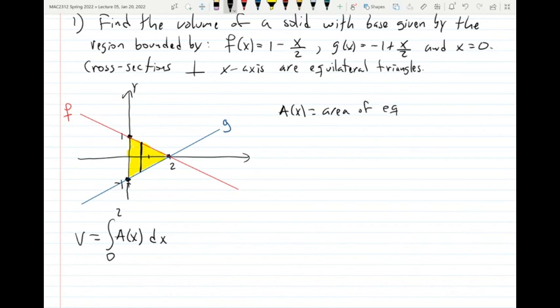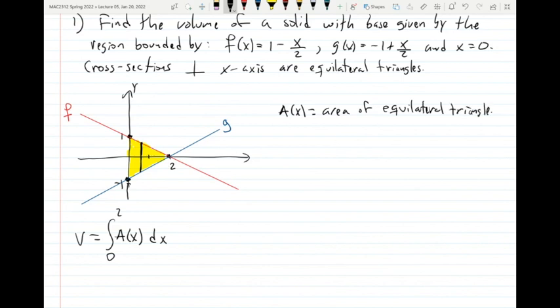Now here, A of x is the area of an equilateral triangle. I'm saying A of x because, you know, notice that depending what x is between 0 and 2, the length of this side is going to change, right? So if you move towards 2, you're going to get smaller and smaller triangles. You understand this? The closer you are to 0, the bigger your triangle will be. Okay, so this is the area of an equilateral triangle.